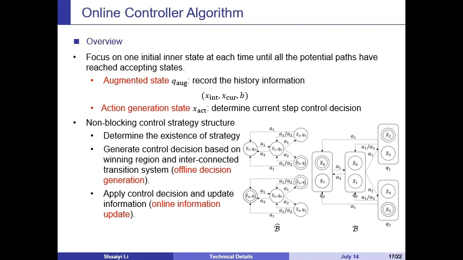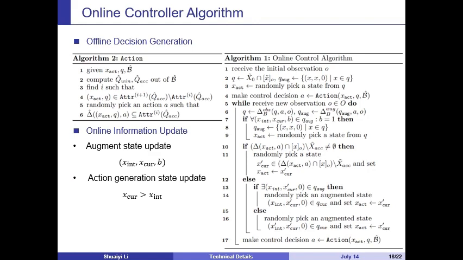During this process, we need to recall the history information, so we define the augmented state for this purpose. Also, we need to determine which state we are currently focusing on, so we define the action generation state. Combining these elements, we can design a control strategy structure. Firstly, we need to determine whether a control strategy exists. Then we alternately generate control decisions offline using the above information and apply control decisions online to update information according to new observations. Our detailed algorithms are as follows. Algorithm 2 is the offline decision generation algorithm, and Algorithm 1 is the online control and information update algorithm. We design a rule to correctly update the augmented states and action generation states.